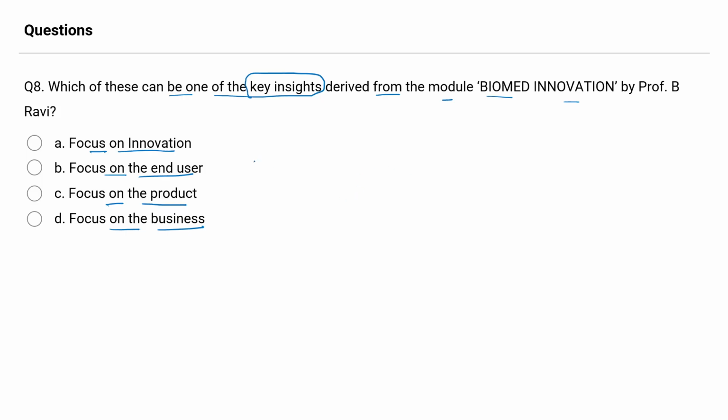We've got option B as one. Interesting. Others can also reply. The key insights derived, whether it is innovation, the end user, product, or the business.